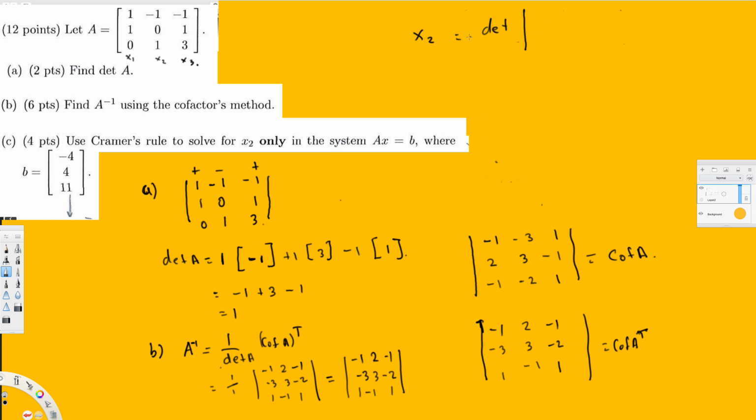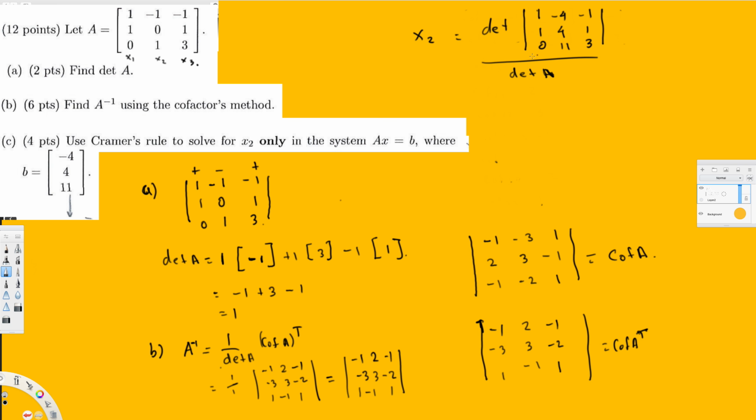Now we are doing it for x2. The first column is going to be the same: 1, 1, 0. In the second column I plug in this value because that's what you have to find, x2: -4, 4, 11. And in the third column we have the same numbers as this one: -1, 1, 3. And in the bottom we found it already, determinant A, which is just 1.